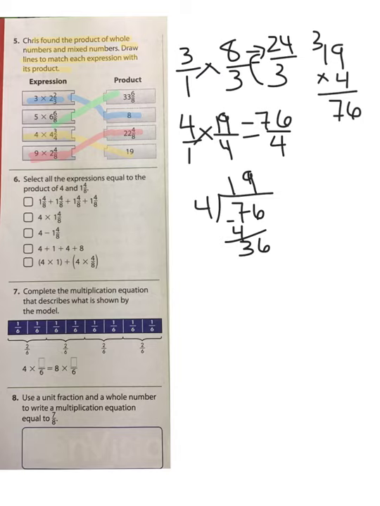All right, number 6. Select all the expressions equal to the product of 4 and 1 and 4/8. Well, I know that this one's going to work because we're adding 1 and 4/8 4 times. I know that this is going to work because we're multiplying 4 times 1 and 4/8. This middle one is not going to work because we're subtracting. This one right here, the one right below it, is also not going to work because, one, it's all whole numbers, and we're just adding.